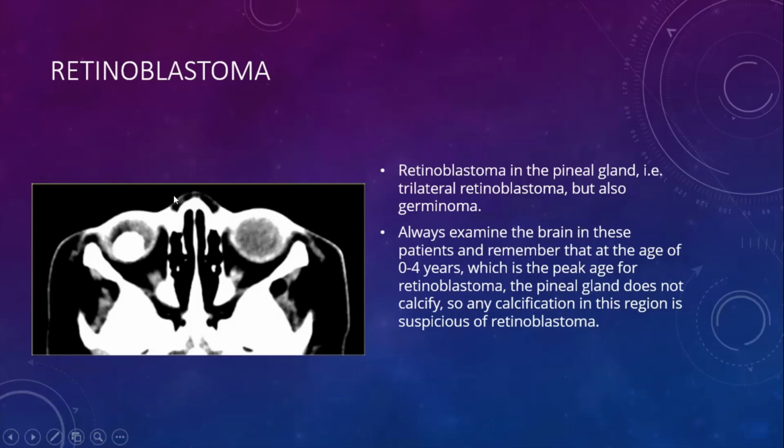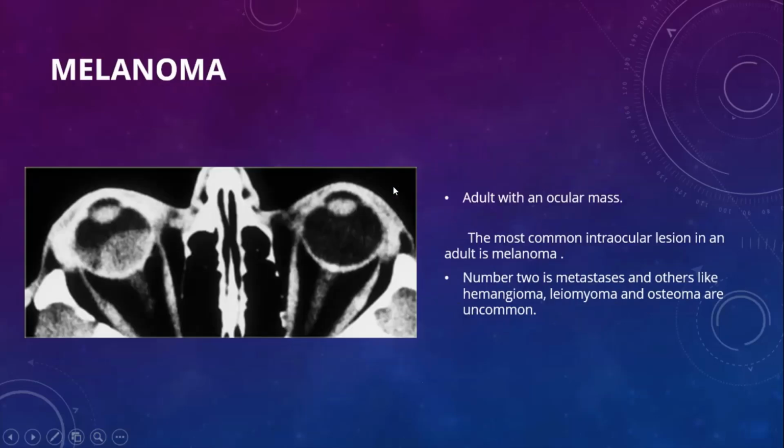So scanning of the orbit should not be confined only to the orbit. Whenever retinoblastoma is suspected, the brain should also be screened. Any pineal gland calcification, we have to think in terms of germinoma also. One of the common tumors in adults in the eyeball is going to be the melanoma. So this is a soft tissue density mass noted within the eyeball. And the number 2 differential diagnosis is going to be other mass lesions like hemangioma, leiomyoma, even osteoma, even though they are much less common.